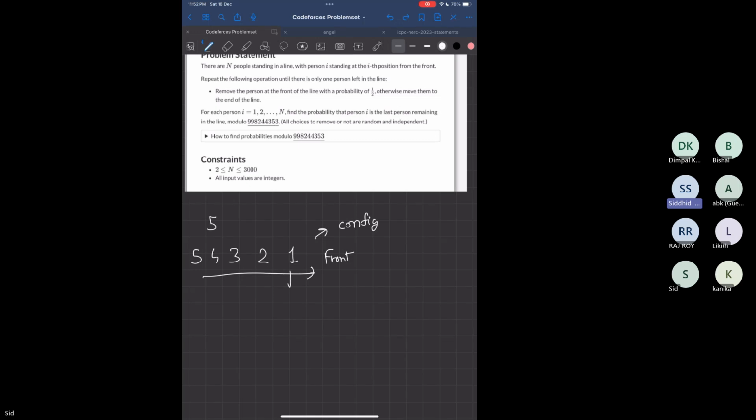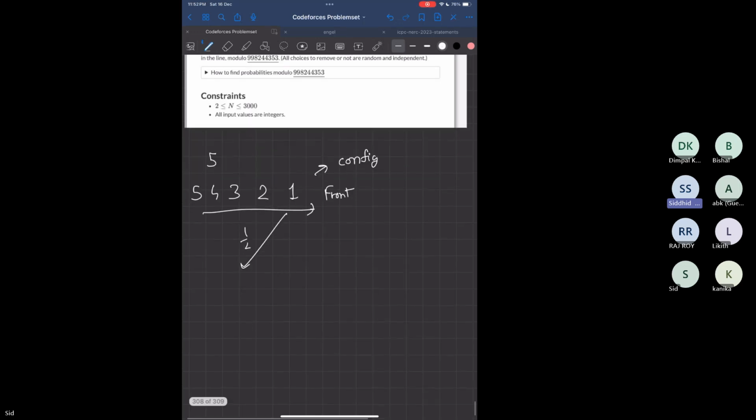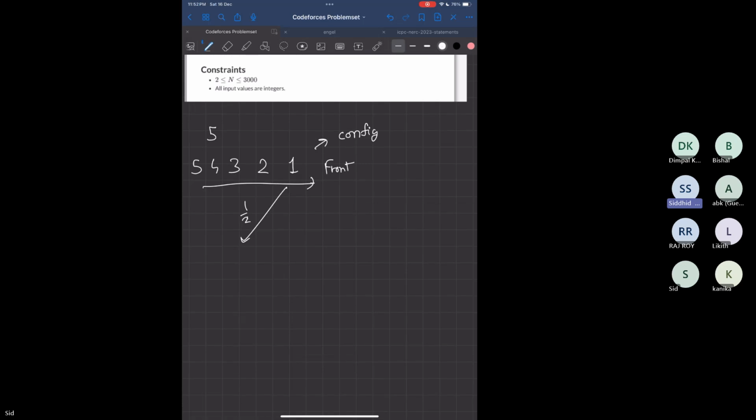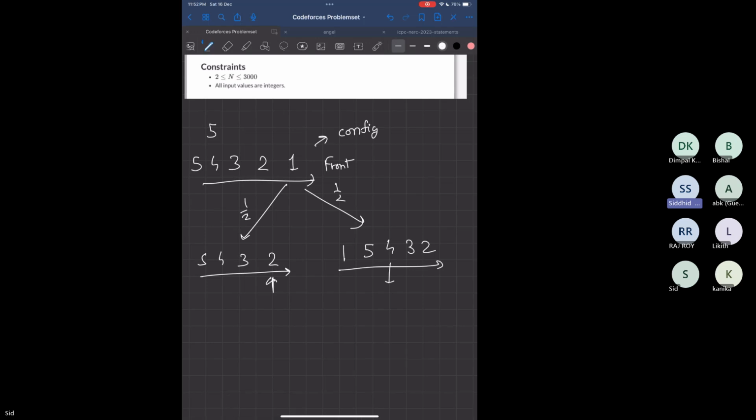There is a probability of half, like a 50% chance, that this person will be removed. If we remove this person, what will happen? 2, 3, 4, 5. 2 will come at the front, then 3, 4, and the order will be maintained. And there is another half probability that we will move 1 to the back. So what will happen? 1, 5, 4, 3, 2. Okay, we get two new configurations. This configuration is a new configuration of size 4, and this is another configuration of size 5 only.